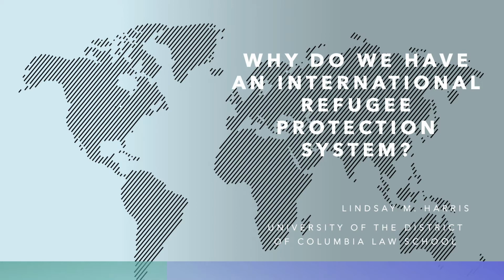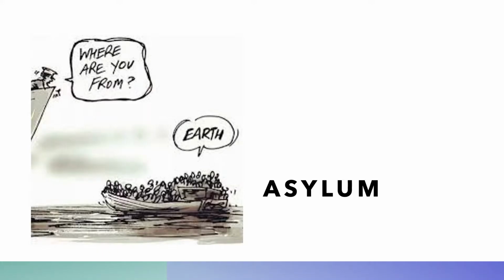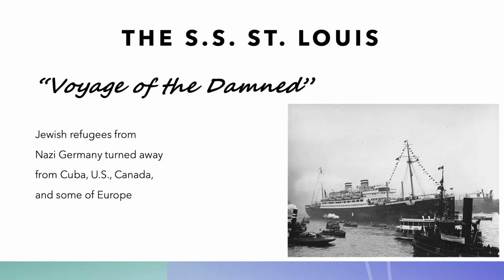And today I'm going to talk to you for just a few minutes about our international system for refugee protection and where it comes from. So we're going to think through the very basic international legal instruments, treaties, and conventions that govern the law of asylum in the United States. And I'm going to start with a story.